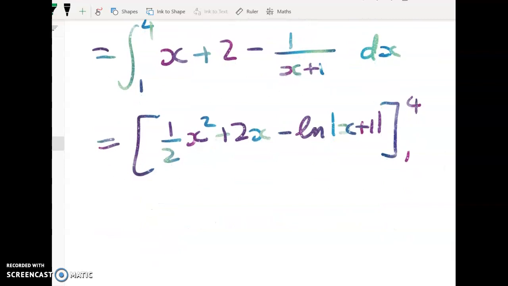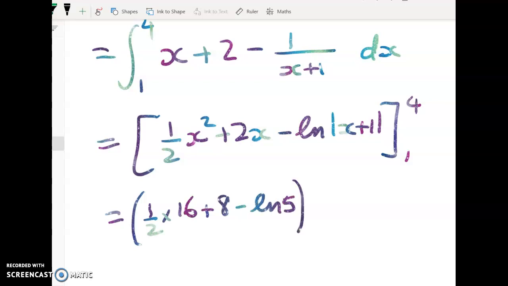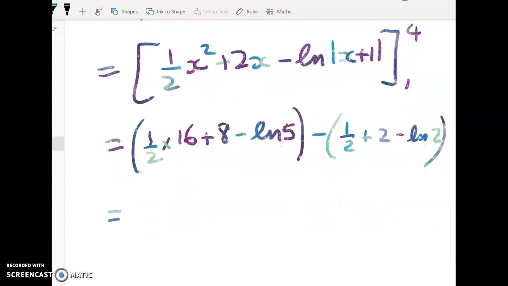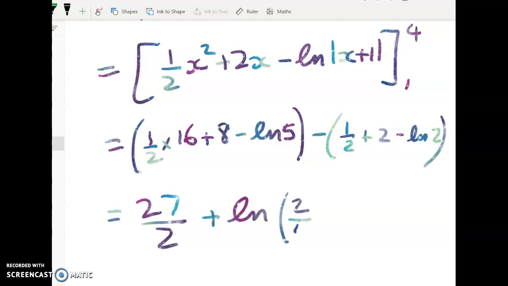Now I haven't finished this off on my calculator, so I'm going to do exact values. And when I do that, this is what I get. I get a half of 16 plus 8 minus the natural log of 5 minus a half plus 2 minus the natural log of 2. And when I clean that up, I'm going to skip this step because I'm pretty sure you can do this yourselves. I get 27 over 2 plus the natural log of 2/5. You don't have to write it like that.